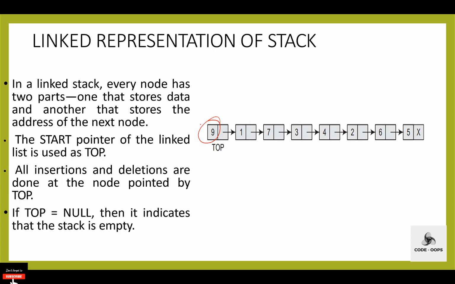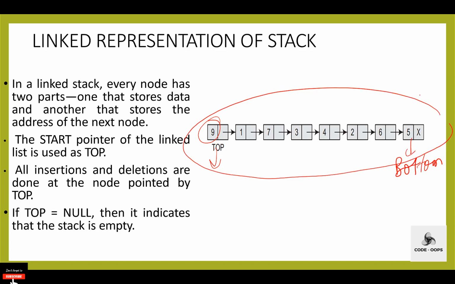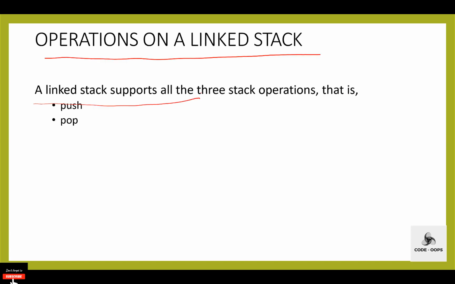The start pointer of a linked list behaves like the top pointer variable of the stack, and the null pointer of the last node in the list signals the bottom of the stack. This is the link representation of the stack. Next is operations on a link stack.